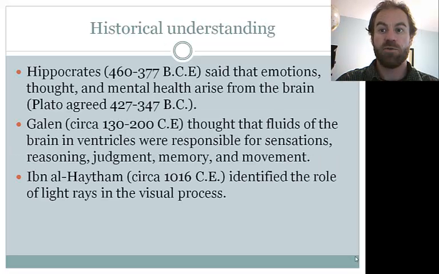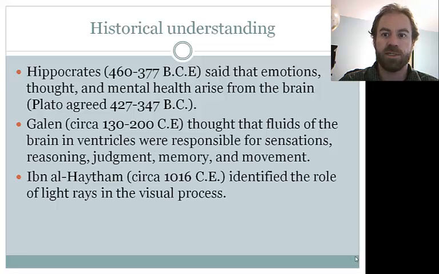So if we go back through recorded history, we see that several people made some very astute observations about the brain, even in the absence of testing methods or technology. In ancient Greece, Hippocrates argued that the brain was the center of emotion and thought. This was contrary to other views that persisted for centuries that argued for the heart or even the liver as the center of emotion and thought.